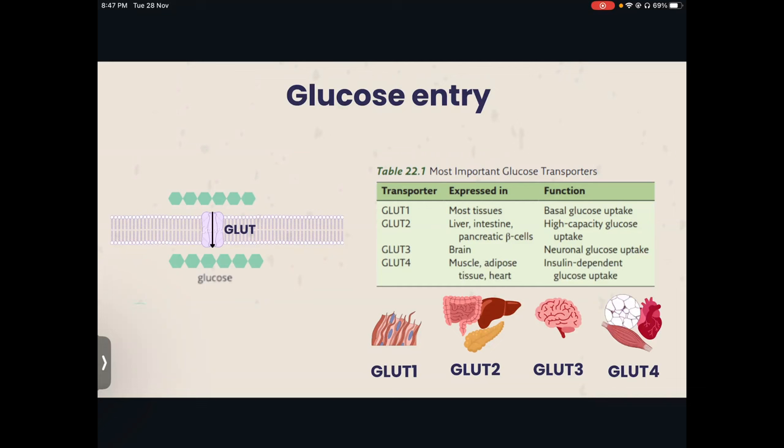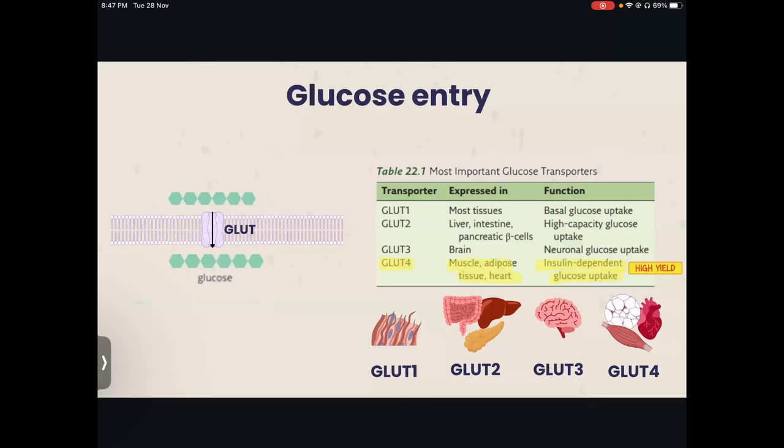and the heart. Now, the reason I mention this is because, first of all, it's in your lecture, and I think this table is pretty important. But the most important part of this table is the final line. GLUT4 is expressed in muscle, adipose, and heart, and its function is insulin-dependent glucose uptake. What this means is that the GLUT4 transporter will be available, or open, or expressed to transport glucose when insulin is present.